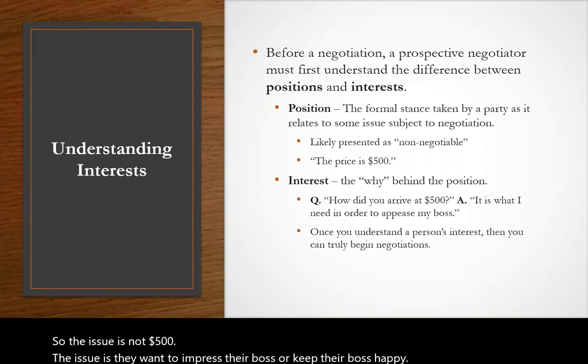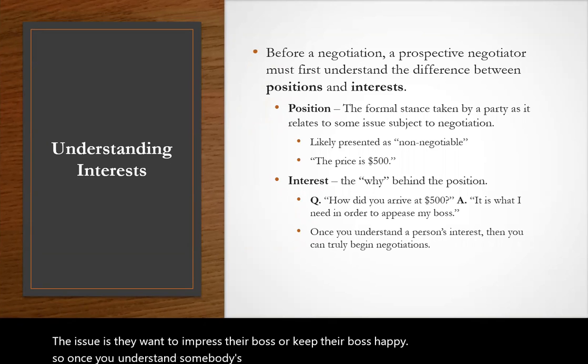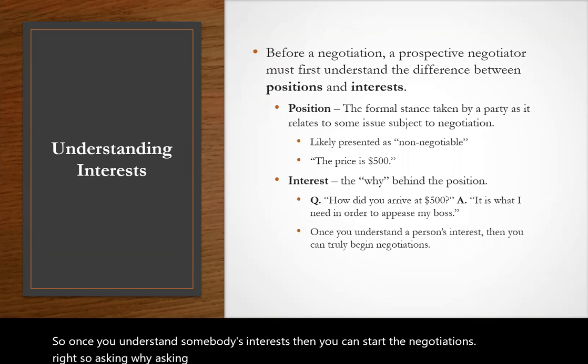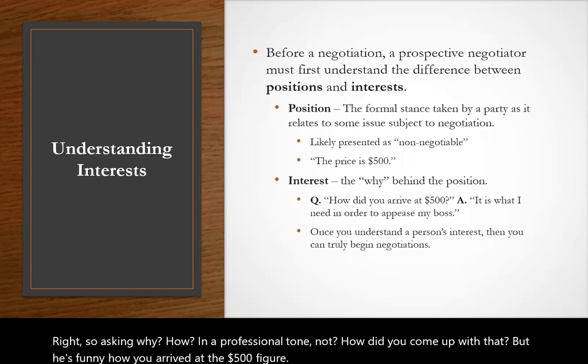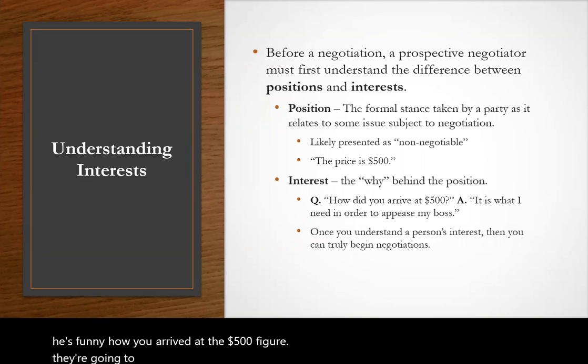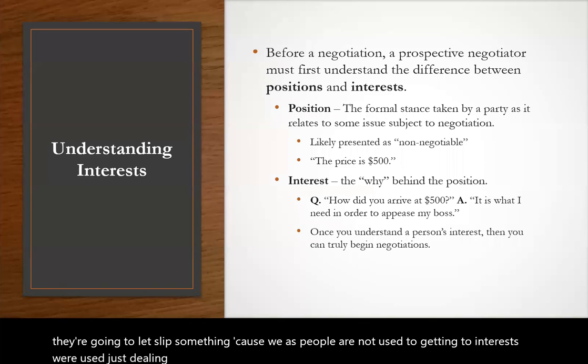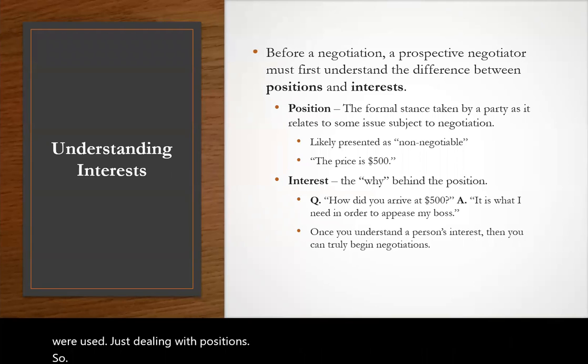Once you understand somebody's interests, then you can start the negotiations. So ask why, ask how, again in a professional tone, not, well, how'd you come up with that? But, can you explain to me how you arrived at the $500 figure? They're going to let something slip because we as people are not used to getting to interests. We're used to just dealing with positions. So the easiest way to get somebody to reveal their cards is to ask them why, a simple question of why.